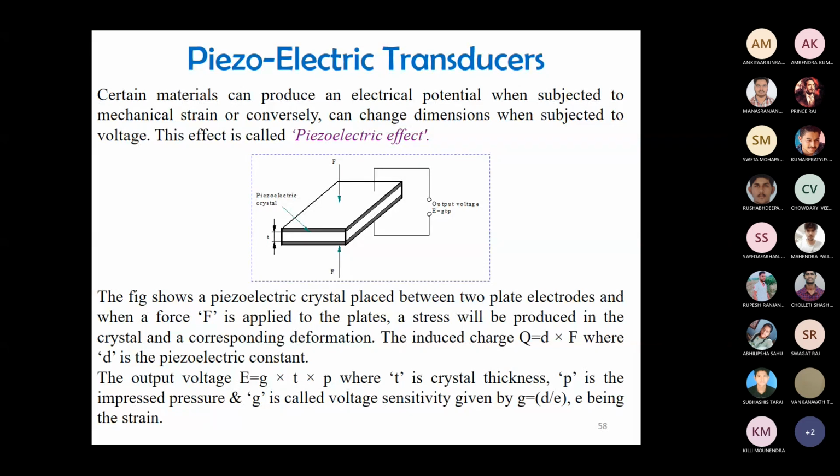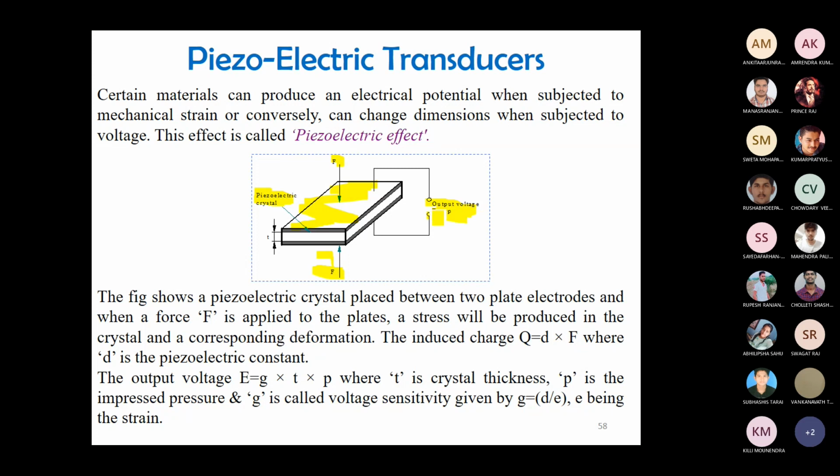Now, the piezoelectric transducer. What happens? There is a crystal. You are using a piezoelectric crystal over here. Now you are providing the force. Due to the presence of force, an EMF will be developed as the output voltage.